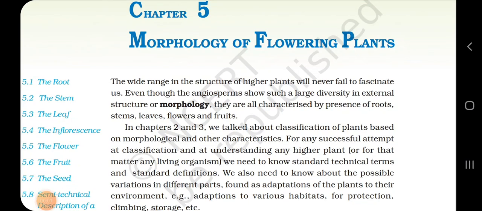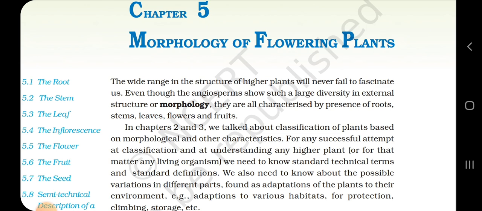Identify morphology of flowering plants. The wide range in structure of higher plants will never fail to fascinate us. Even though the angiosperms show such a large diversity in external structure or morphology, they are all characterized by the presence of roots, stem, leaves, flowers and fruits.